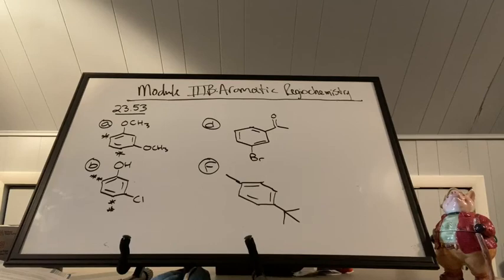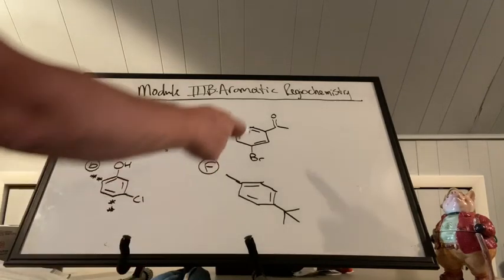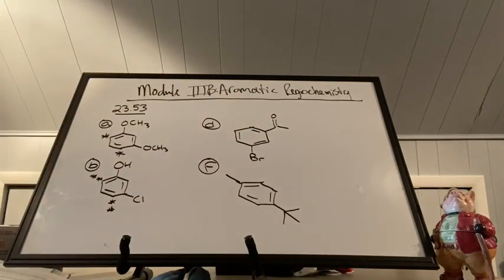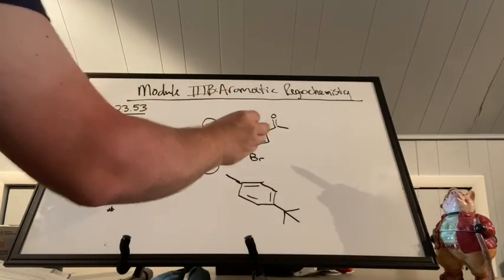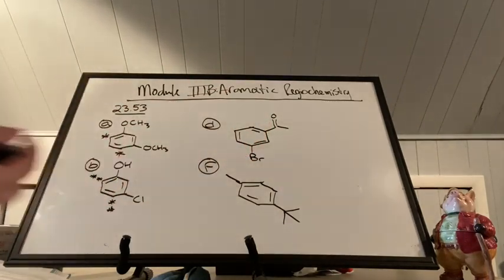All right, for D now, we have a deactivating, meta-directing ketone. And then we have a bromo group, which is bulkier, right? So this is going to be ortho-para directing, though slightly deactivating.